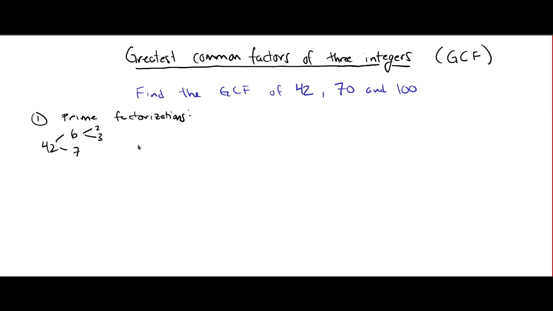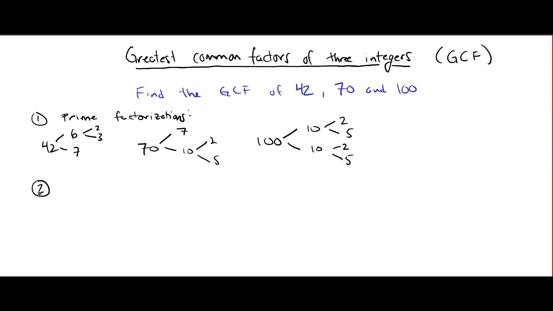We're done there. 70. 70 is 7 times 10. 7 is prime, and 10 is 2 times 5. 2 and 5 are prime, so 2 times 5 times 7, that's the prime factorization of 70. And then 100 is 10 times 10. 10 is 2 times 5. So 2 times 5 times 2 times 5, that's the prime factorization of 100.